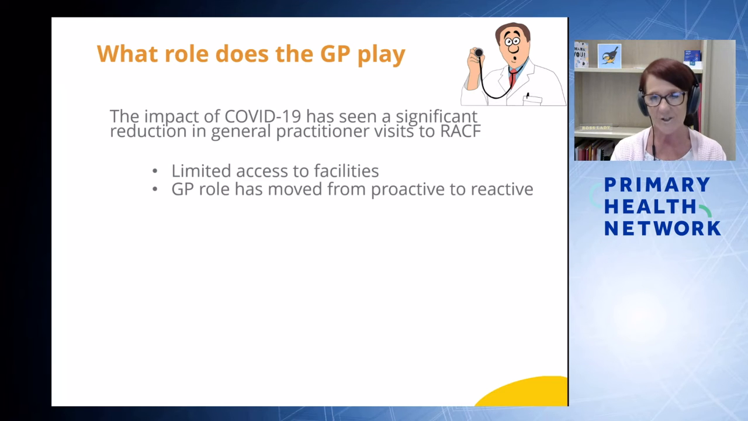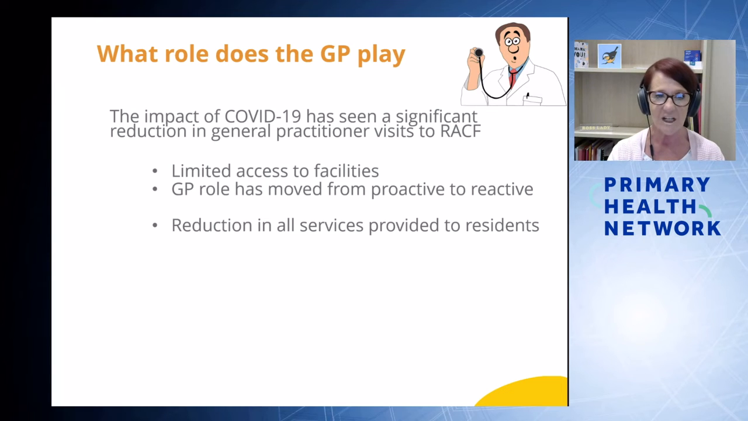But limited access to them meant the GP moved from proactive to reactive. So instead of managing our chronic disease residents, we were actually just reacting to requests from the nursing home or the facility to treat the residents. We weren't actually seeing them. And there was a reduction in service provision to residents across the board, not just GPs, but through the allied health sector as well.